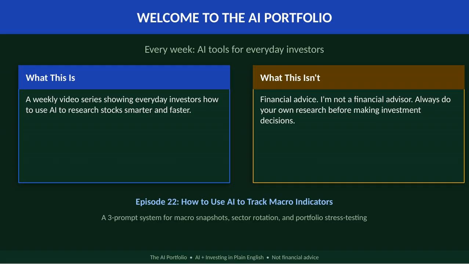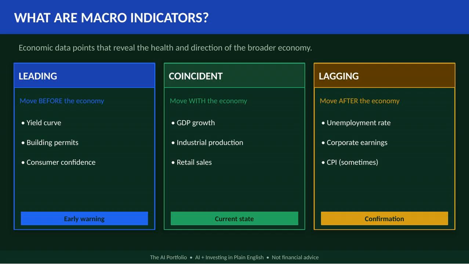Macro analysis used to be something only institutional investors did. AI changes that. Macro indicators are economic data points that tell you about the health and direction of the broader economy. They fall into three categories.